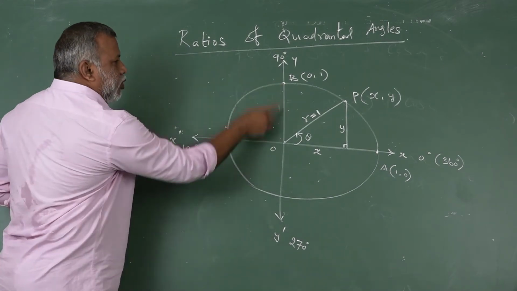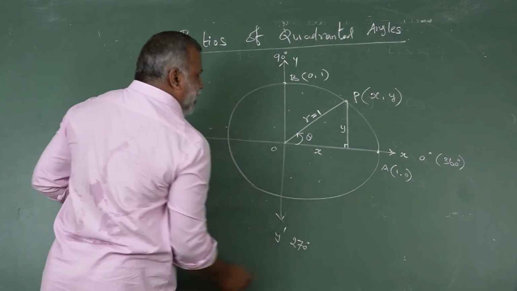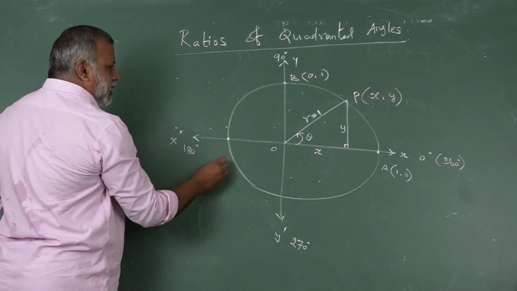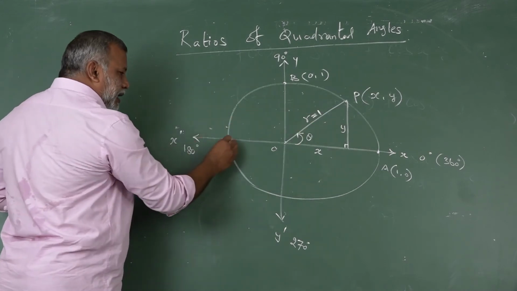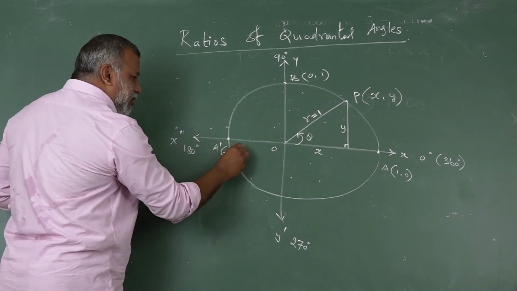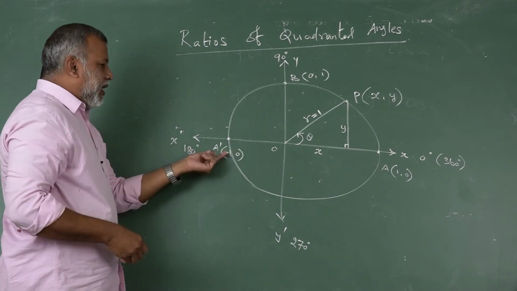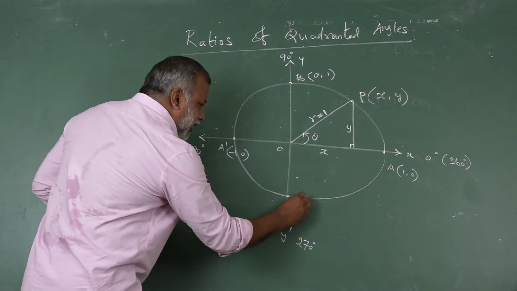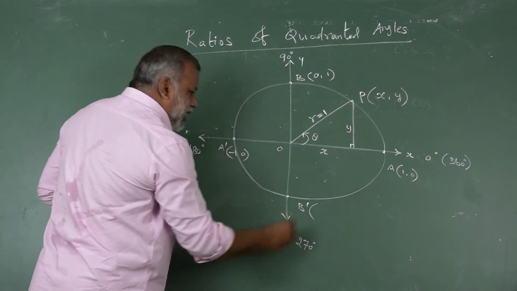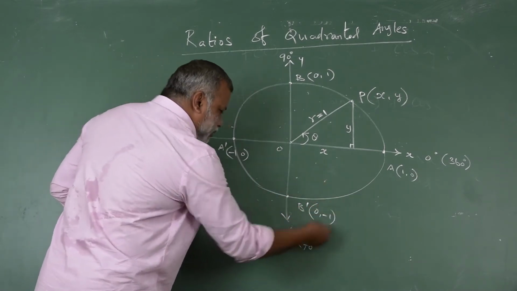This line OB must be radius, OA must be radius. Consider this is A dash. A and A dash. A dash means we can say this is minus 1 comma 0, X units taken negative. Here say B dash. This B dash must be 0 comma minus 1.